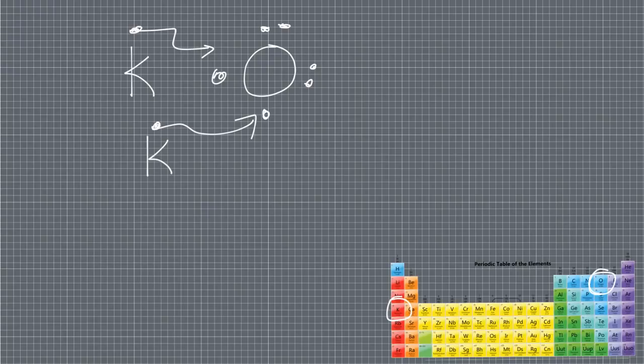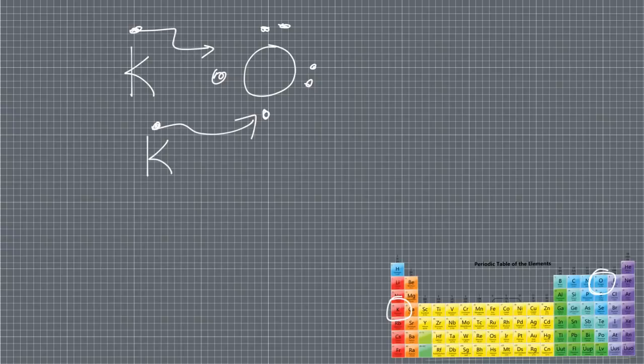So potassium, with that 1 valence electron, is going to transfer it over to oxygen. Both potassiums now have full outer shells, and oxygen now would have a total of 8. 1, 2, 3, 4, 5, 6, and then the single from this potassium and the single from this potassium for a total of 8. What I'll do now is I'll show the charge.